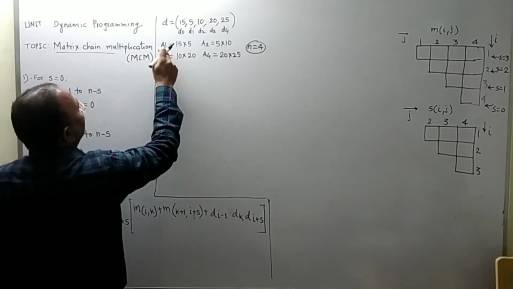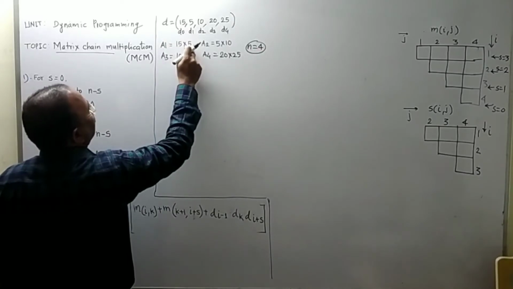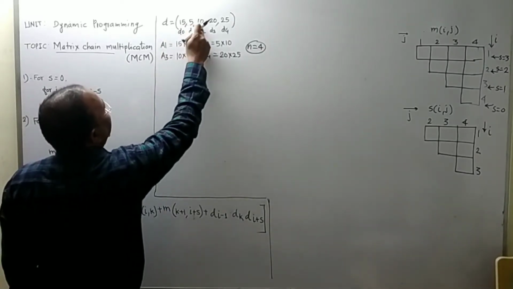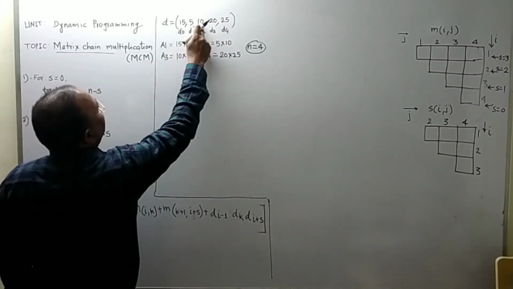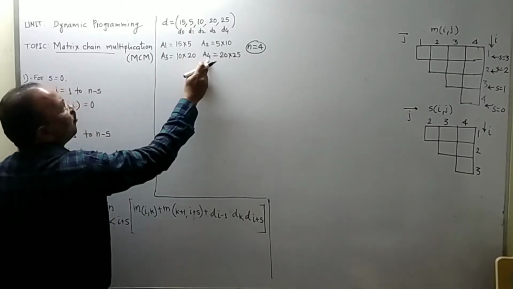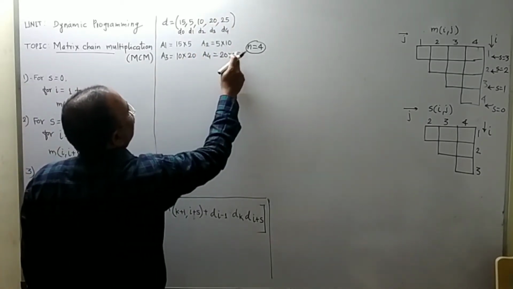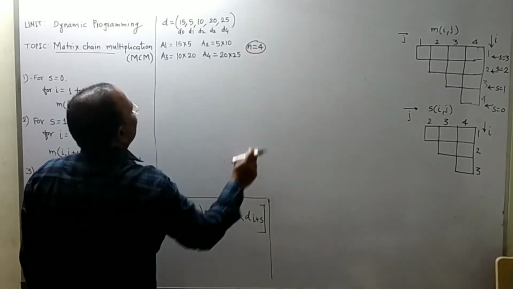Now the first matrix is A1. A1 is equal to 15 by 5. This is the size of the first matrix. Size of A2 will be 5 by 10. Size of A3 will be 10 by 20. Size of A4 will be 20 by 25. So in this way we have got 4 matrices, that is n is equal to 4.